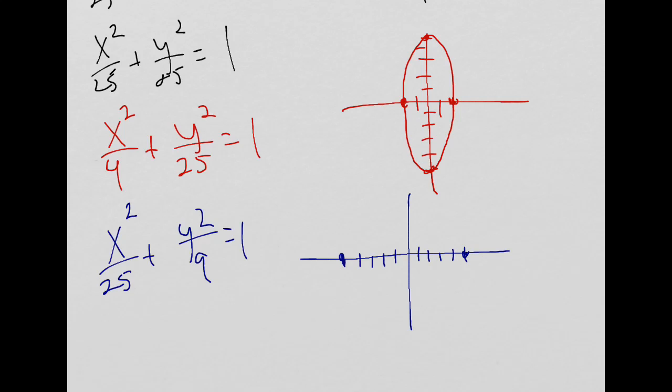Dot. And now I'm going to look at the y term. Since I've got a 9 here and a y squared on the top, that means I go up and down 3. 1, 2, 3. Dot. 1, 2, 3. Dot. And then I just fill it in like that. So hopefully that is what you did when you paused the video.